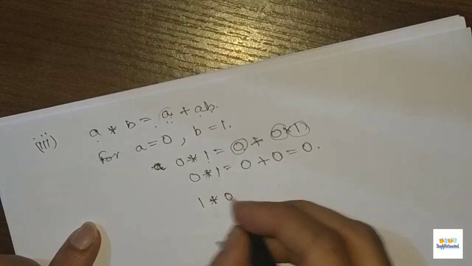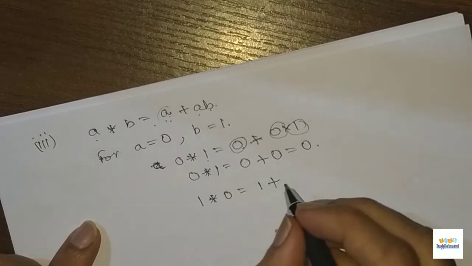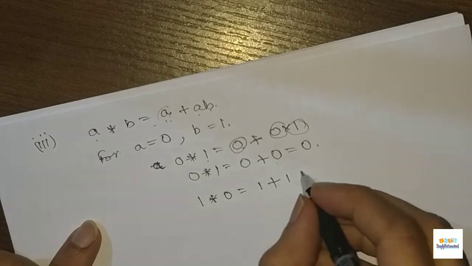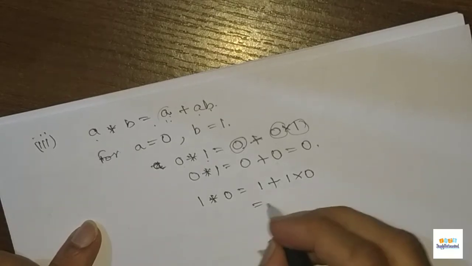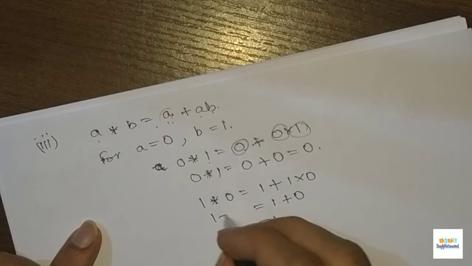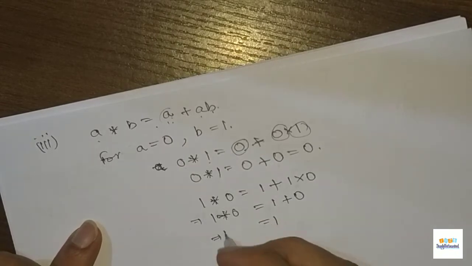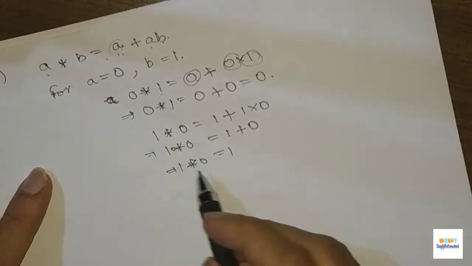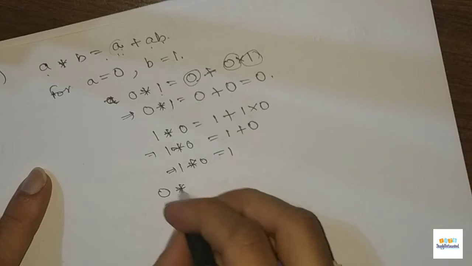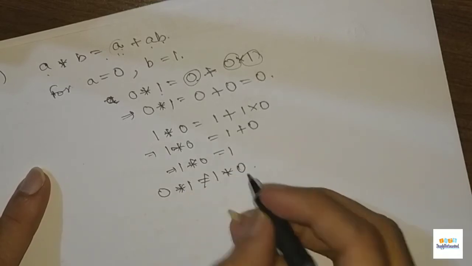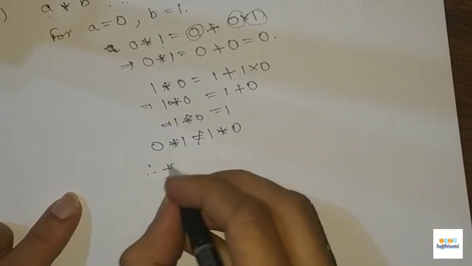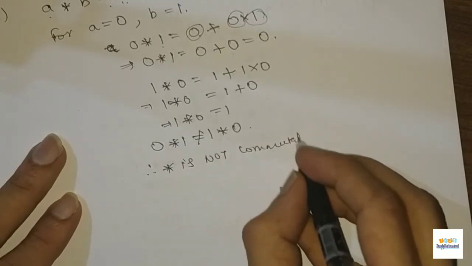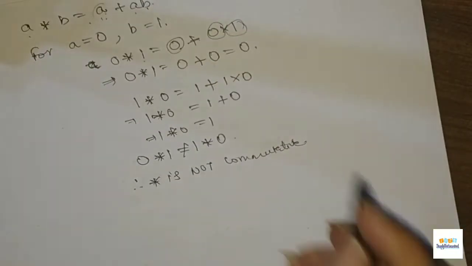What about 1 star 0? So you will get 1 plus 1 times 0. So it will be 1 plus 0, which is 1, so 1 star 0 is 1. So 0 star 1 is 0, and 1 star 0 is 1. So 0 star 1 is not equal to 1 star 0, therefore star is not commutative. So we got that star is not commutative.